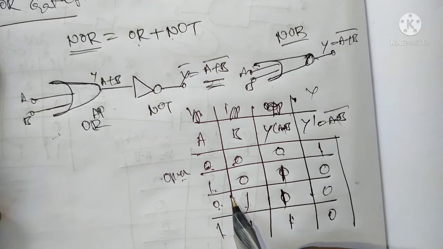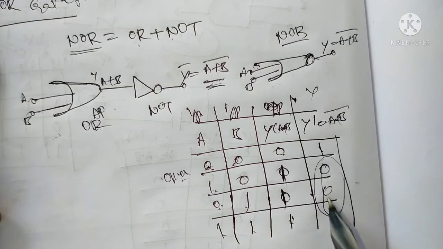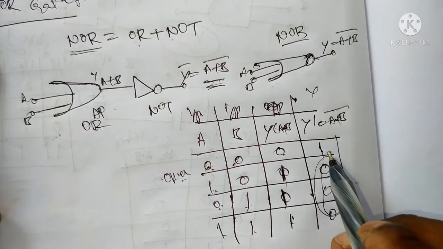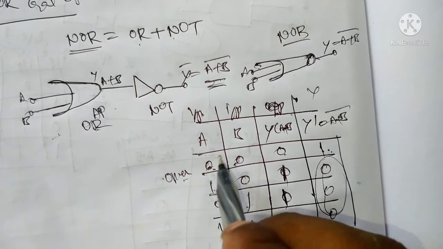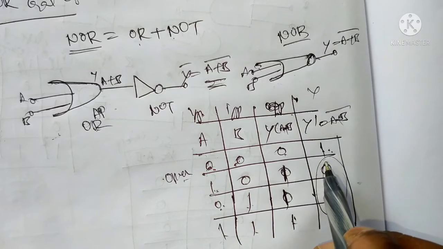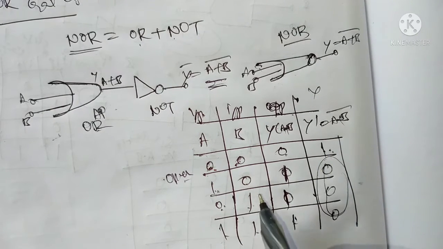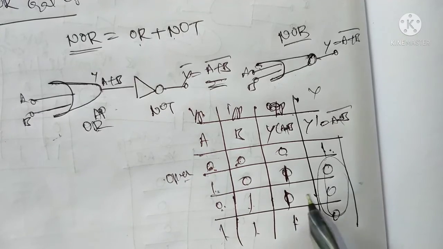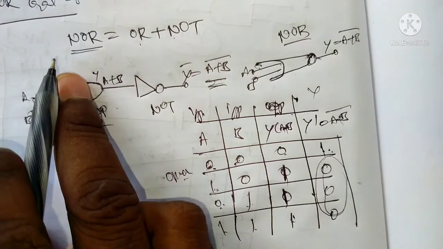If any input is high, we get the output low. Only when both inputs are low do we get a high output. If any input is high, the output is low. Output is low in the NOR gate circuit. Okay, next we go to integrated circuits.